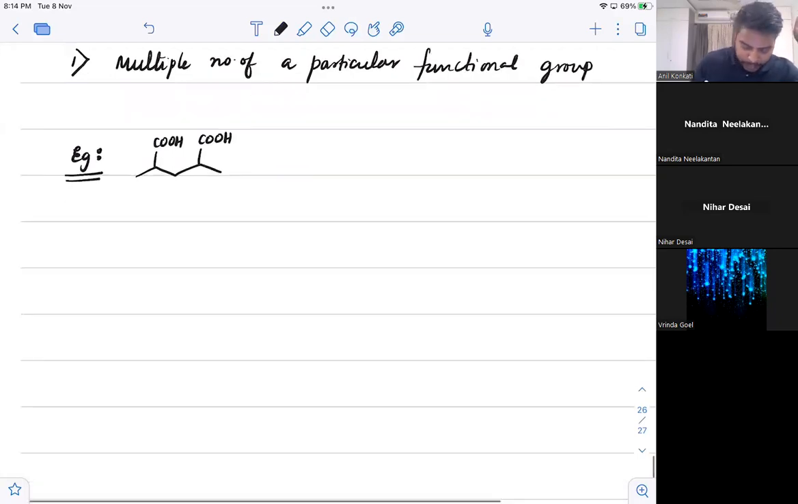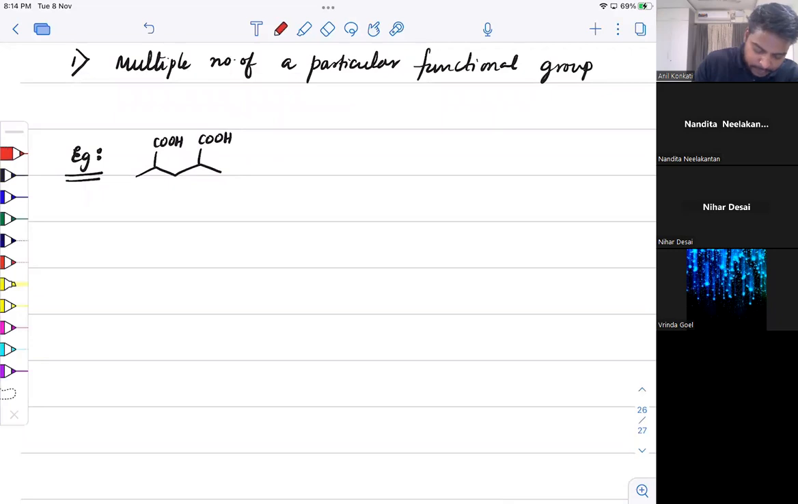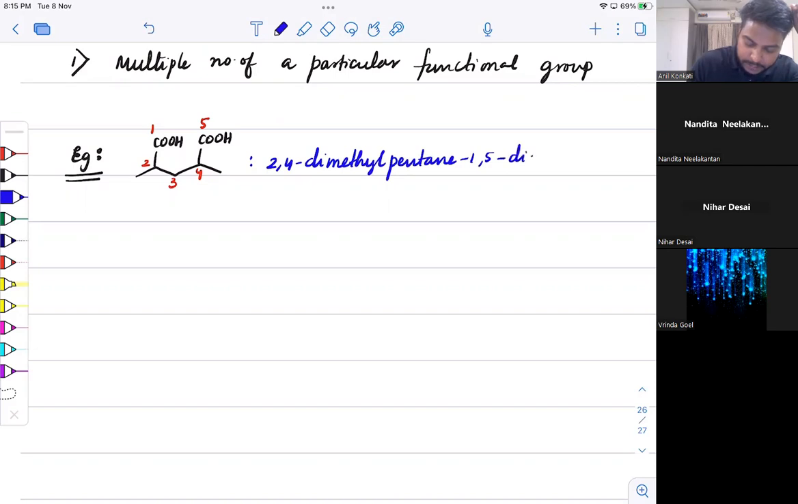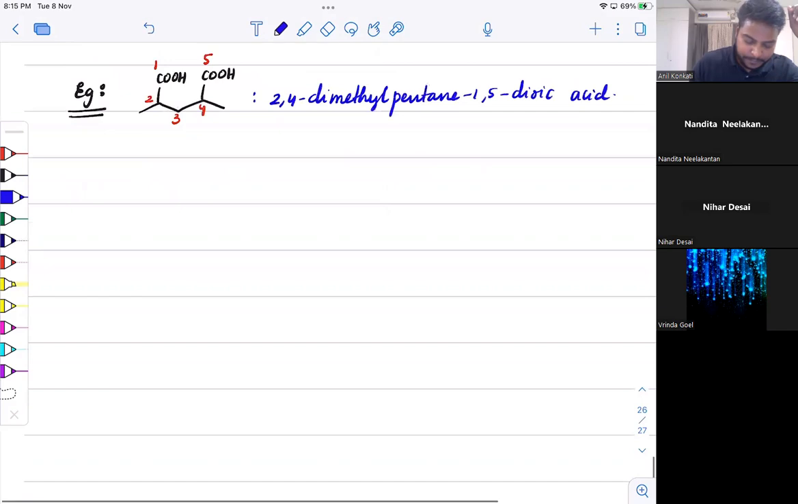So suppose if I have to name this, first I will start from here: 1, 2, 3, 4, 5. I will be covering the entire carboxylic acids, and I would say that at 2, 4 I have dimethyl. And then this is pentane-1,5-dioic acid, which is a perfectly fine IUPAC name.